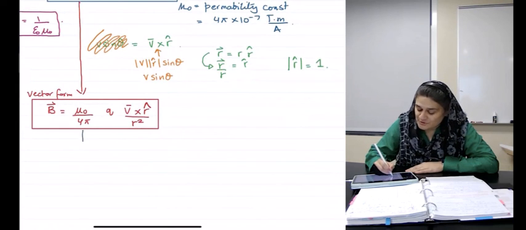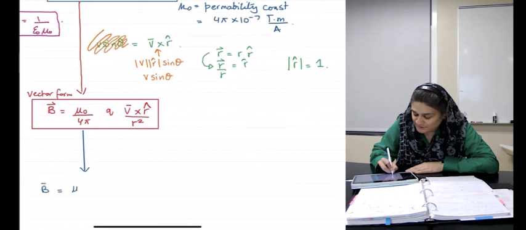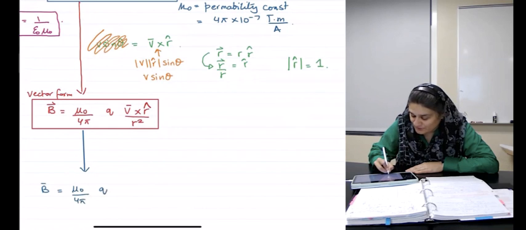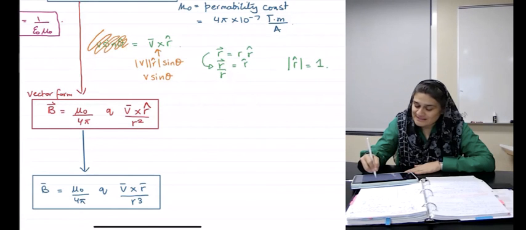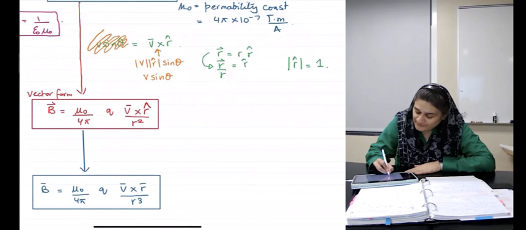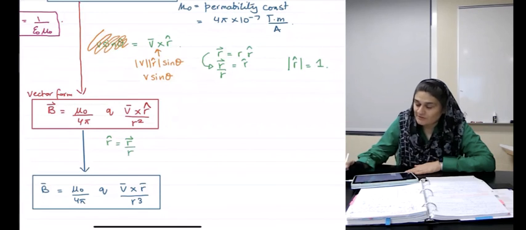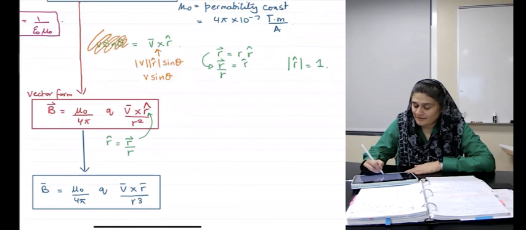Another way textbooks usually write this is B equals mu naught over 4 pi Q V cross R divided by R cubed. Now, for heaven's sake, how did I get that? So this is exactly how it went from one to the other. Because what is r hat if nothing other than r over the magnitude r? Right? You plug that in here and you get R over R cubed.